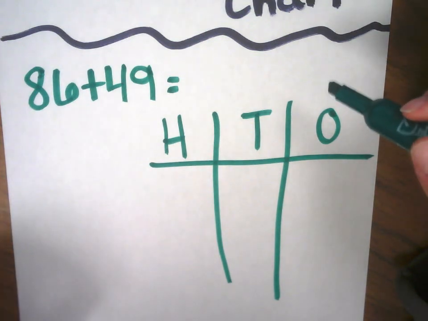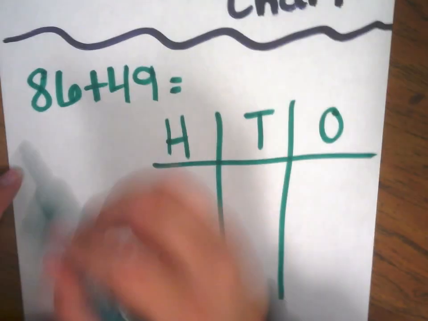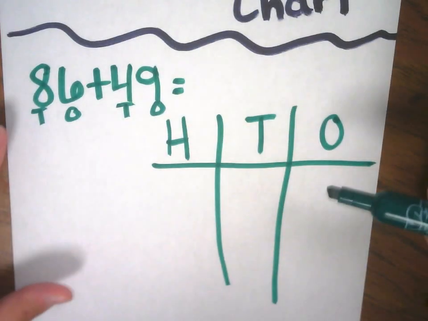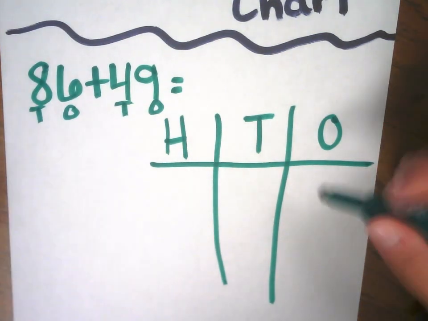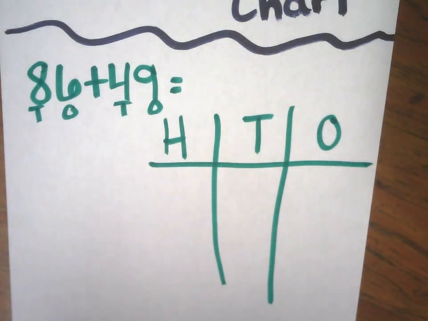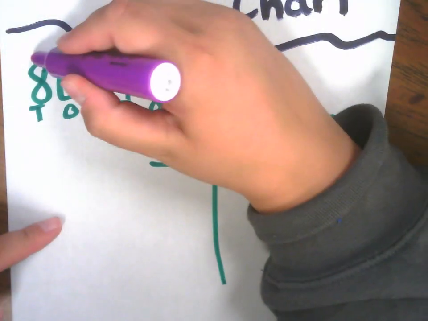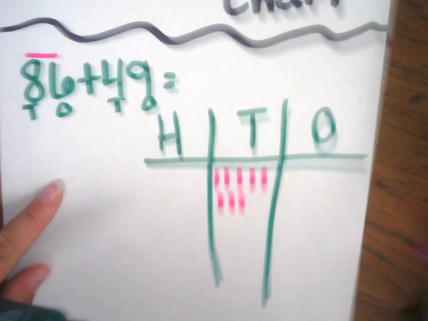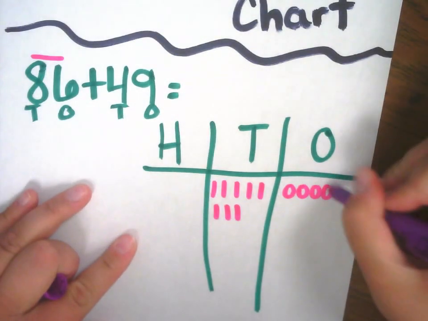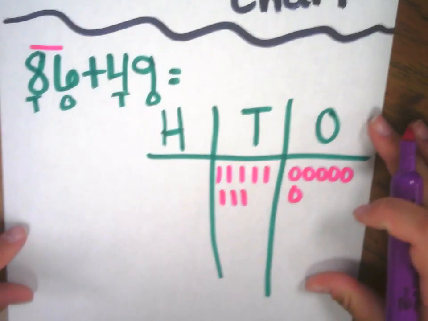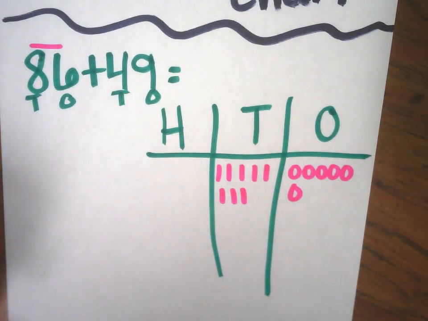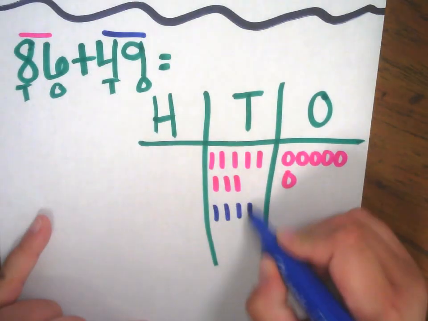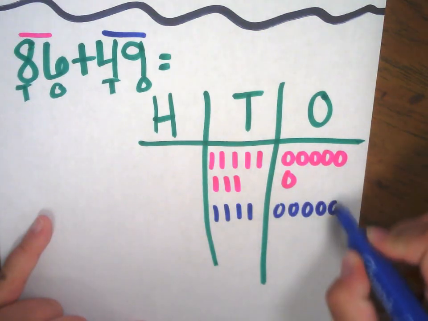So when I'm adding on a place value chart, I draw my numbers. So I have my tens and my ones, my tens and my ones. So if you look at the numbers here, I don't have any hundreds, but when I bundle, I will have hundreds. So now I'm going to draw the numbers. So I'm going to draw 86. I have 1, 2, 3, 4, 5, 6, 7, 8 tens and 6 ones. There's 86. Then I'm going to draw 49. 4 tens and 9 ones.